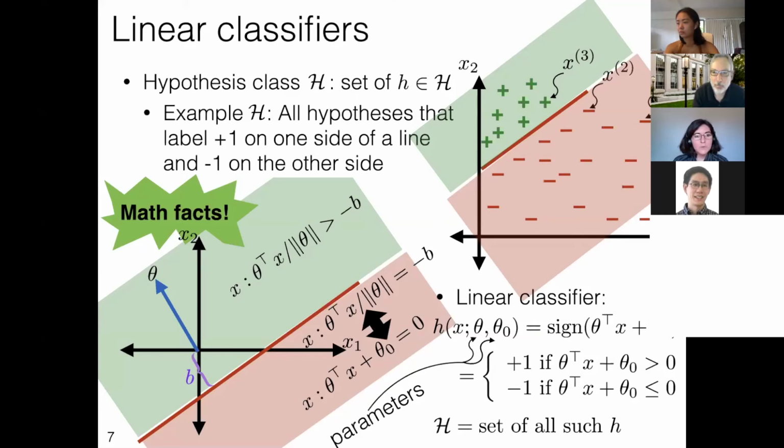And so now when we collect all of those linear classifiers together, we can define exactly the hypothesis class that we wanted to, which is all the hypotheses that label +1 on one side of a line and -1 on the other. And we call these the linear classifiers. So any example of this is a linear classifier. And then the particular example we might be looking at is defined by theta and theta naught, but then the collection of all of them is this script H.